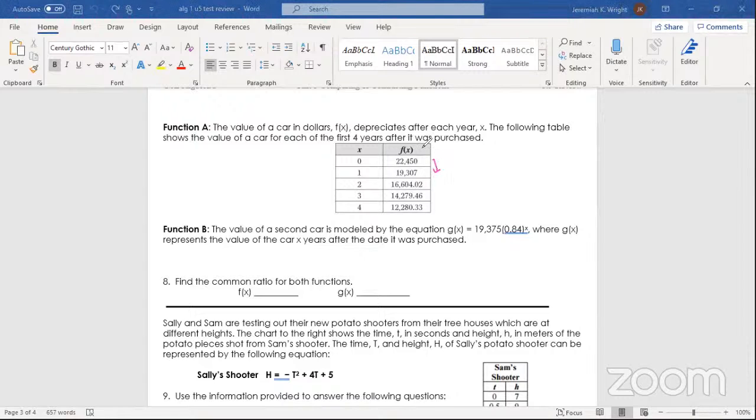So 22,450 divided by 19307 is 1.1627. So it looks like it's losing about, let's see, 15% of its value each time. Let's do another division problem just to be sure.